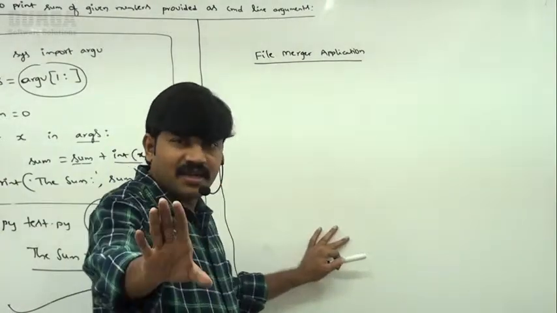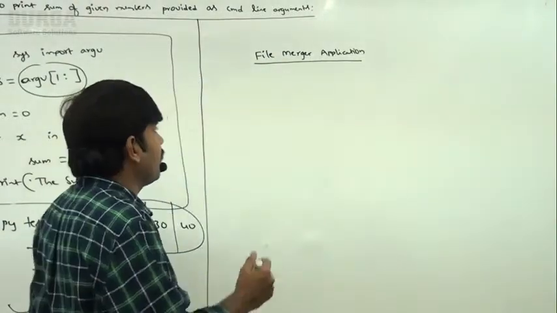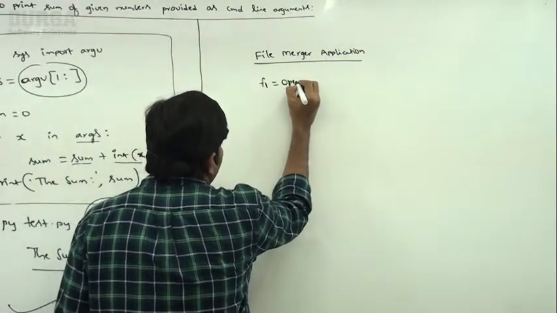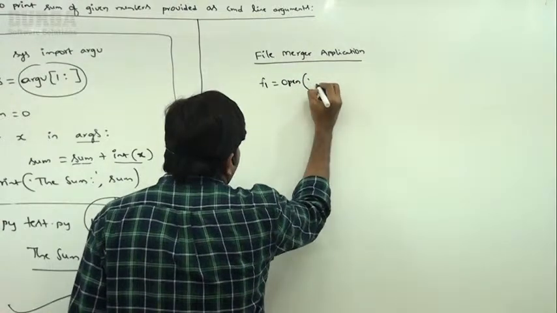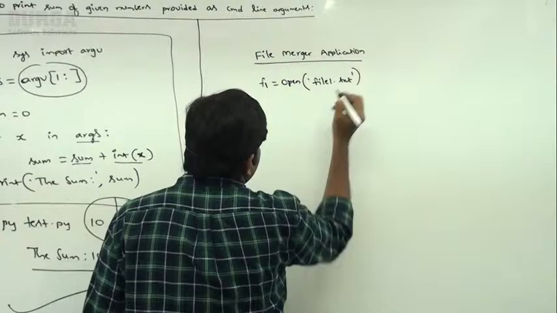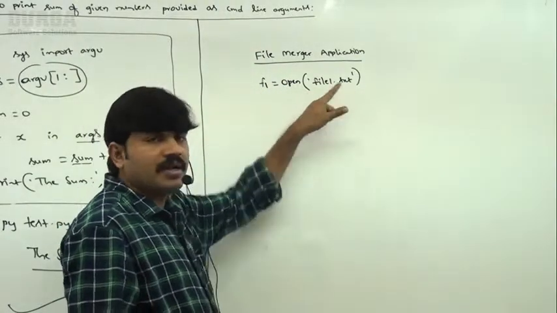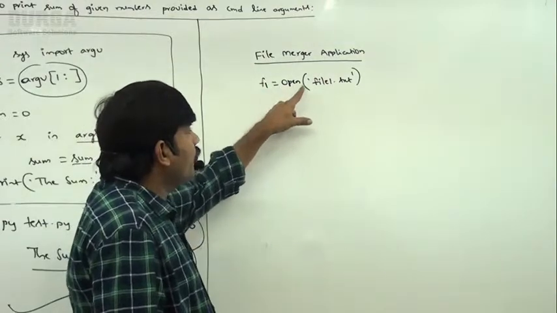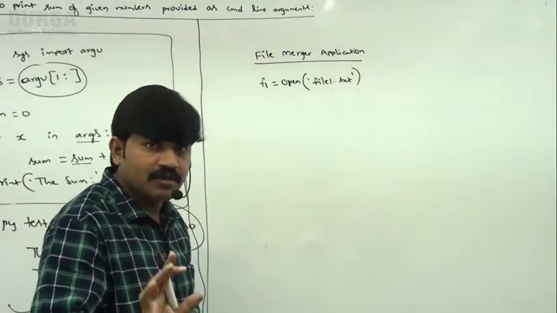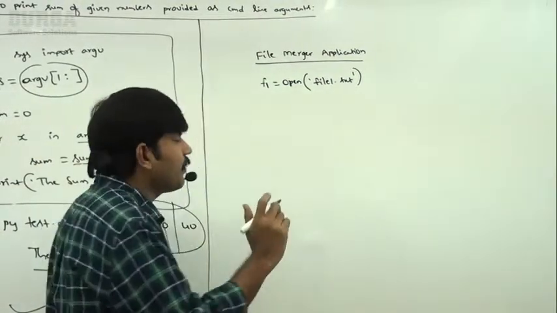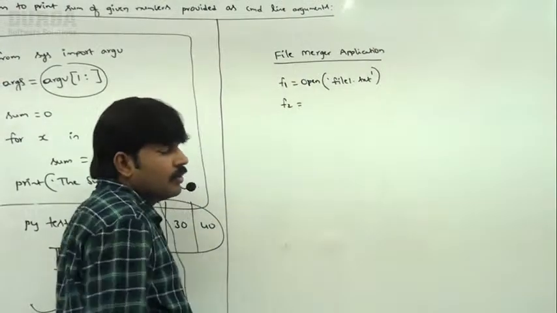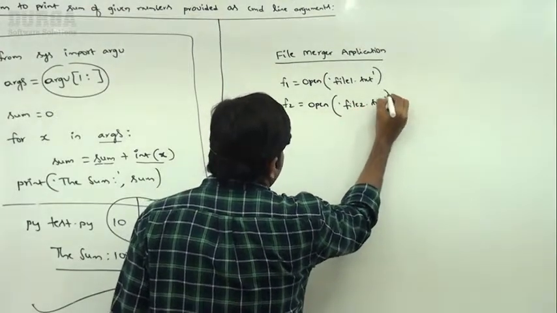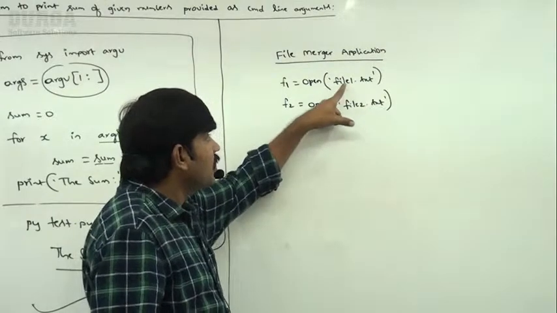How can you write the code? Just a basic idea. You are not required to execute this code. Just observe carefully. Here I am taking F1 is equal to open file1.txt. You are not specifying any mode, so read mode by default. We are opening file1.txt for the read operation. In file IO I will explain in detail, this is just a basic idea. F2 is equal to open file2.txt.